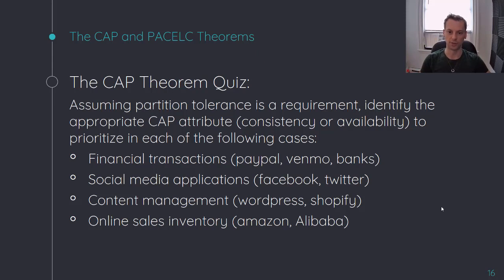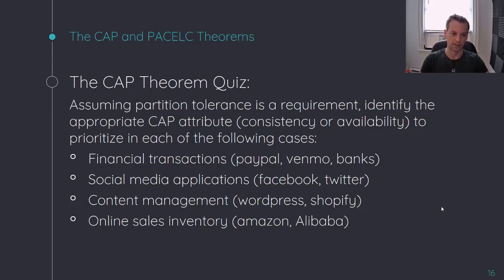Assuming partition tolerance is a requirement, identify the appropriate CAP attribute, consistency or availability, to prioritize in each of the following cases: financial transactions like in PayPal, social media applications like in Facebook, content management like, say, WordPress, like website hosting or something, or online sales inventory like Amazon or Alibaba. Feel free to pause the video and think about these, and then I'll share my thoughts right after.